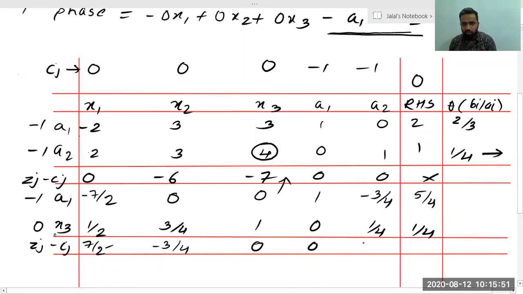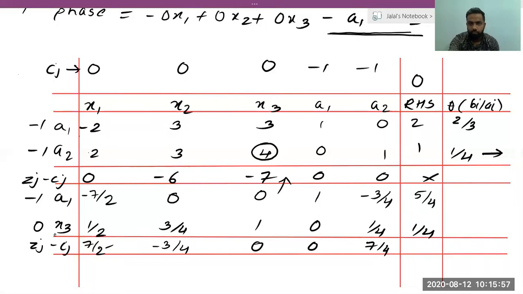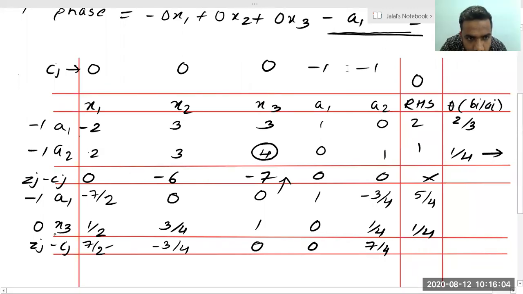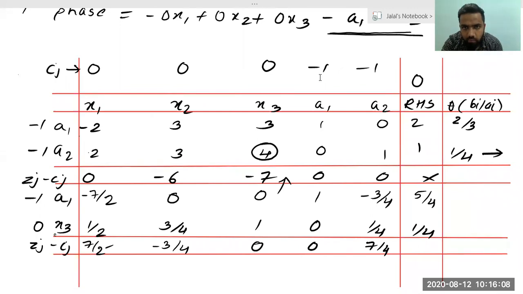I'll just check what is the chat like. I think someone has put something in the chat, and this will be 7 by 4. I'll just check. X2 is 3 by 4. Okay. X2 is 3 by 4.